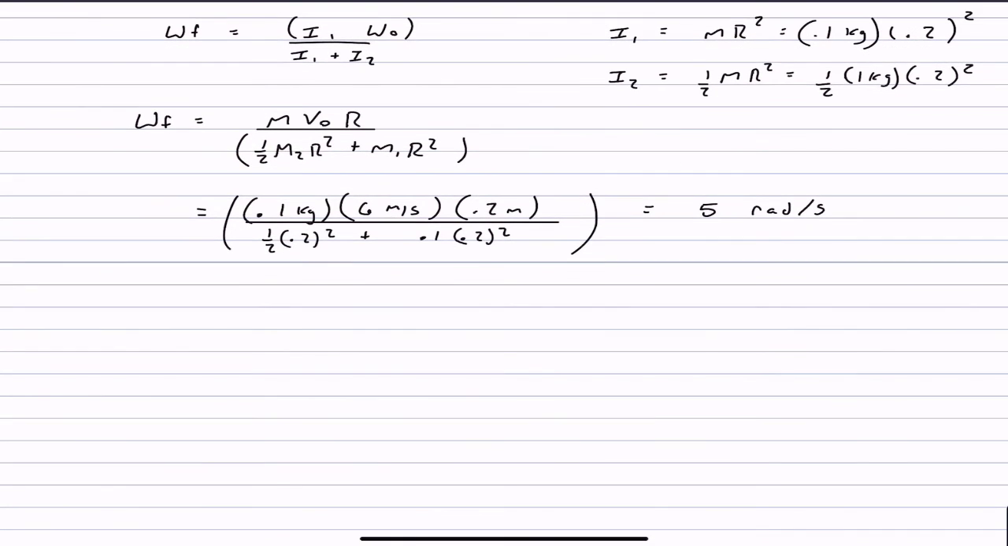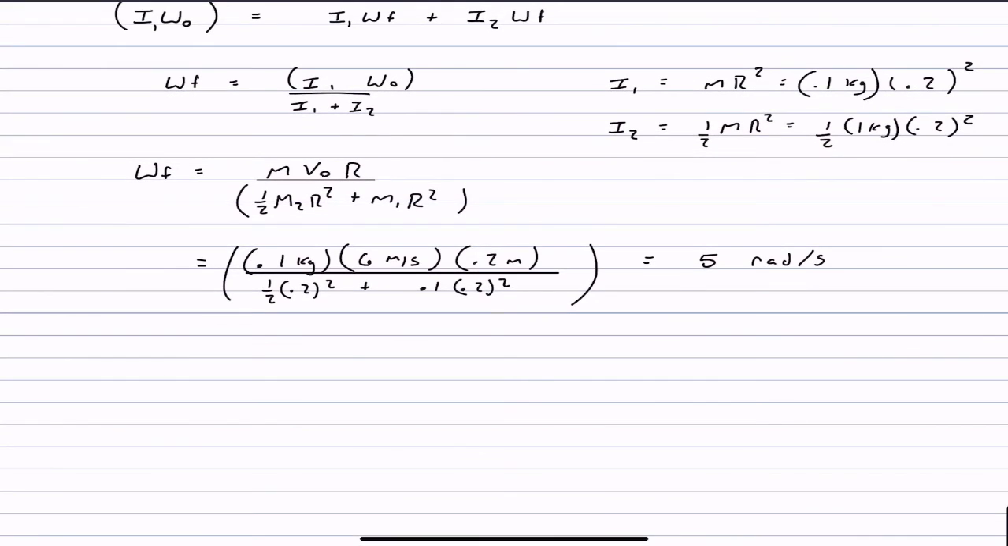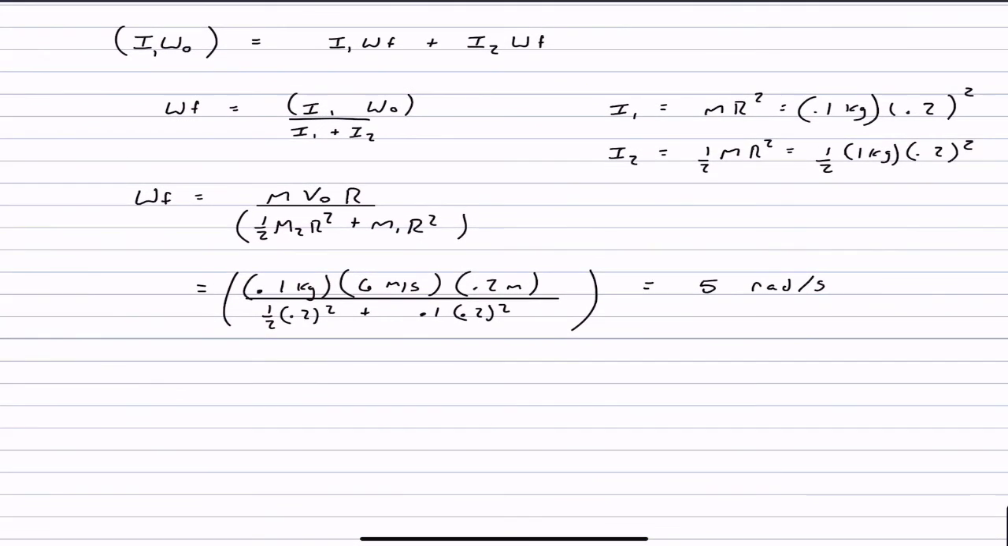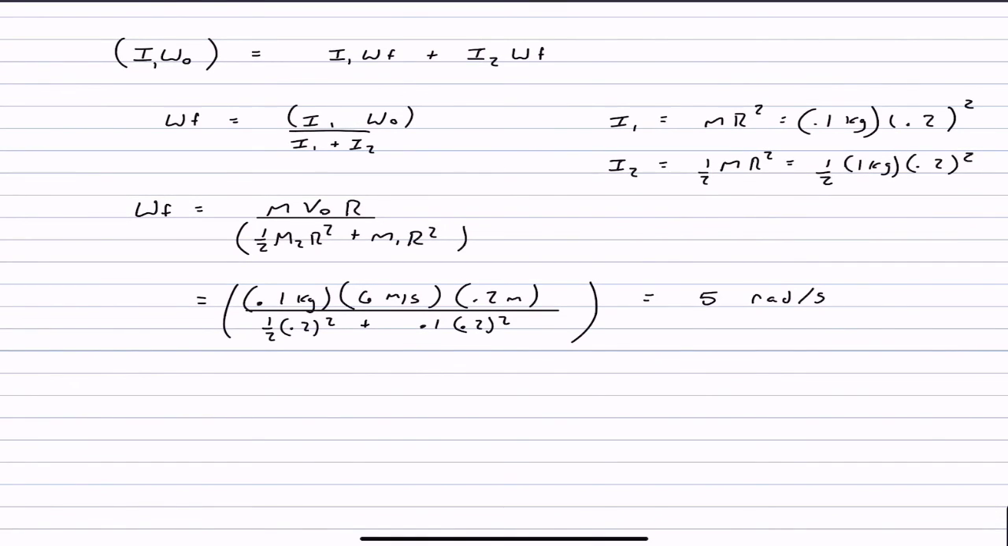Just looking at units real quick. We don't really need to go through plugging in all of the units and canceling and solving, because right here, if we notice, we have angular speed, and on the other side we have an angular speed times moment of inertia over a moment of inertia. So this just gives us the units that we need.